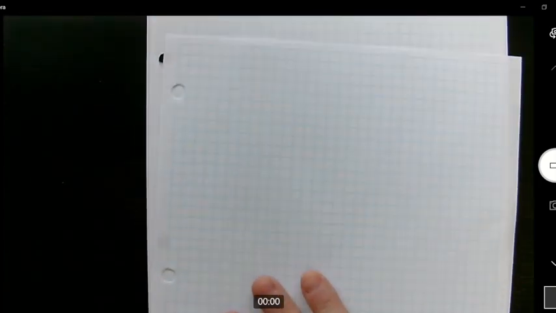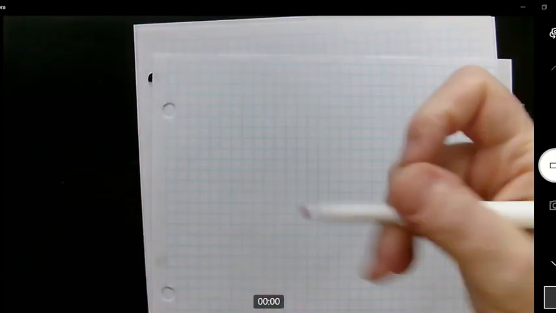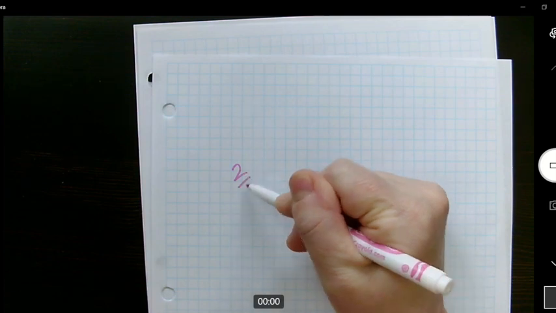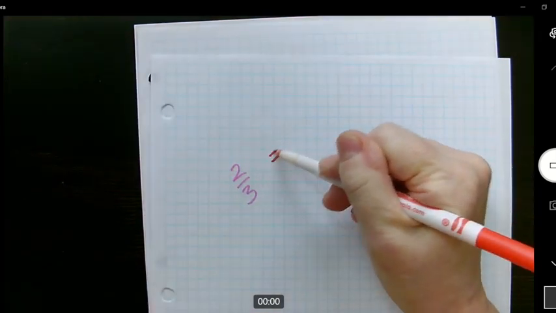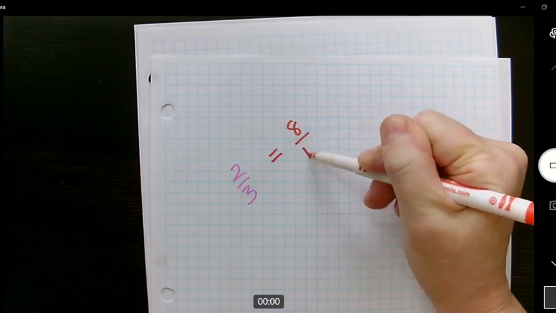All right, so Miss Breen's going to get a blank piece here so we can see it nice and clean. All right, so here is a 2/3 fraction. So let's look at it like we're looking at fractions. If I have 2/3 and Miss Breen says, is 2/3 equivalent to 8/10?